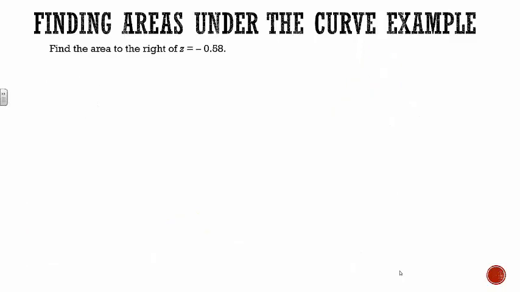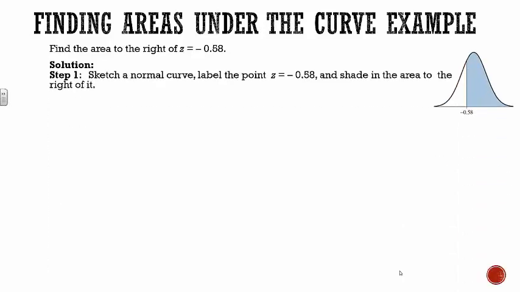All right, so next example, it says find the area to the right of z equals negative 0.58. So again, I'll start by drawing my little picture so I can get a visual of what I'm looking for. Negative 0.58 should be slightly to the left of 0.